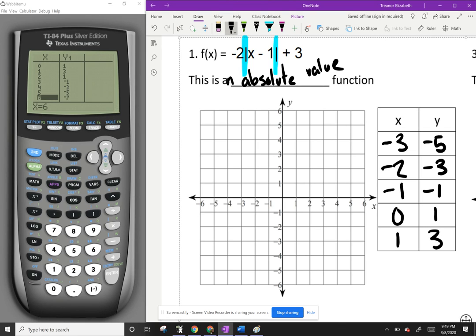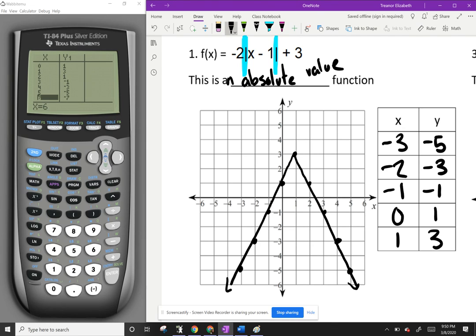So I have -3, -5, -2, -3, -1, -1, 0, 1, 1, 3, and now onto my calculator, 2, 1, 3, -1, 4, -3, and 5, -5. And now I'm going to connect. Okay, so that is example number 1.